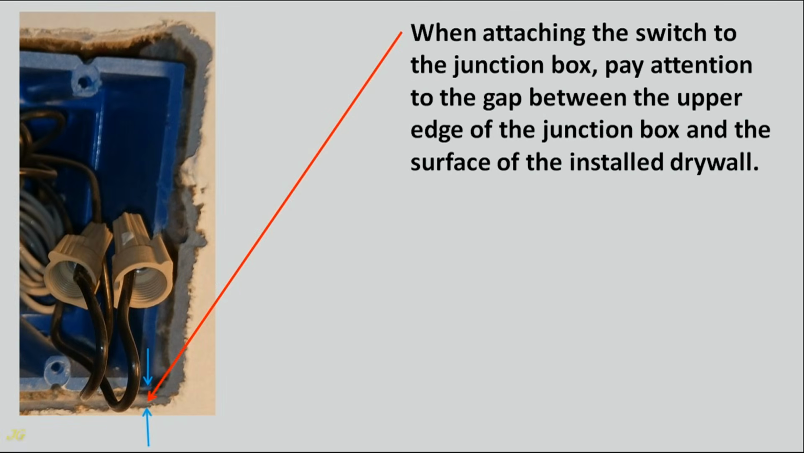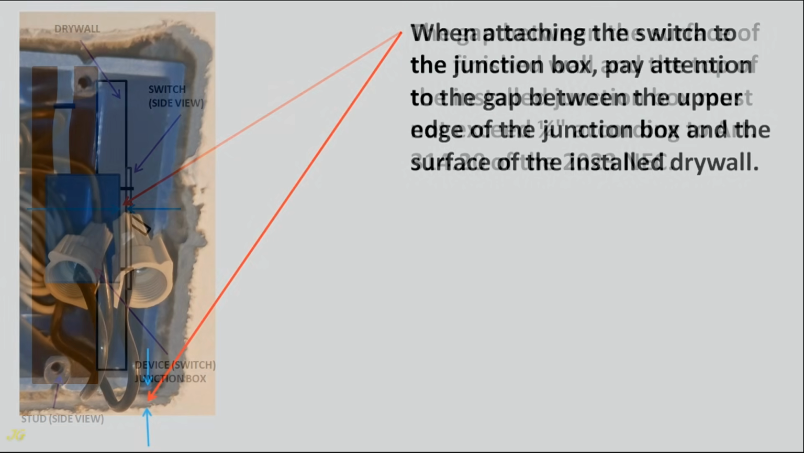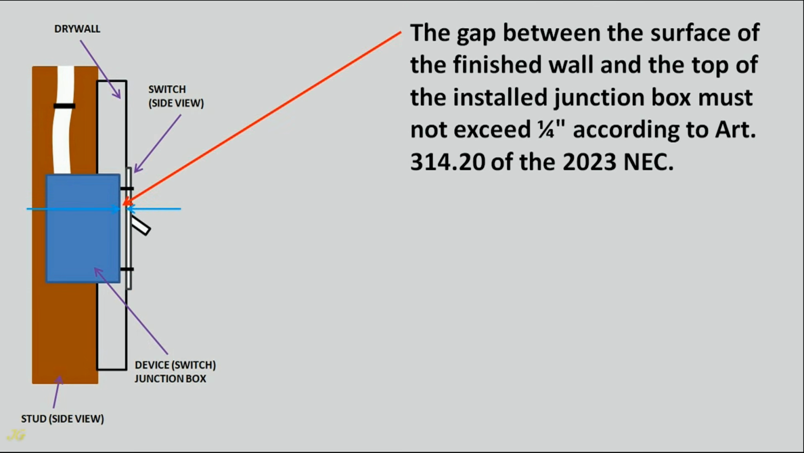When attaching the switch to the junction box, pay attention to the gap between the upper edge of the junction box and the surface of the installed drywall. The gap between the surface of the finished wall and the top of the installed junction box must not exceed 1/4 inch according to Article 314.20 of the 2023 NEC.